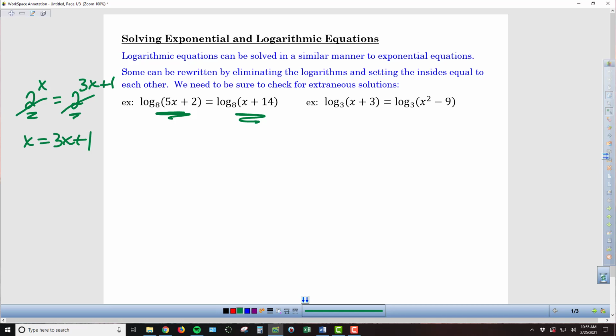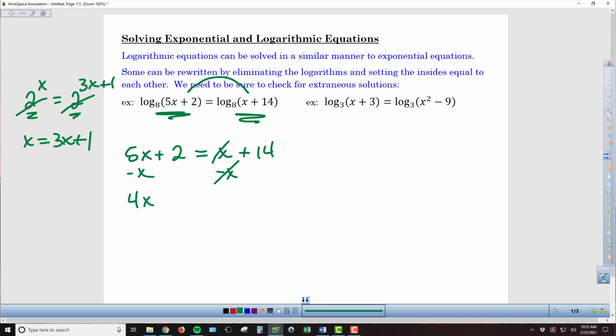Well, so too can we do the same thing with logarithms. If we have a logarithm on one side and a logarithm on the other side, and it's the same base, then we can just take those insides and set them equal to each other. So in this case, we could say 5x plus 2 has to equal x plus 14. If these two sides of the equation are going to be the same, then those insides have to be the same so long as the logs are the same. And so we just solve using our regular algebraic techniques.